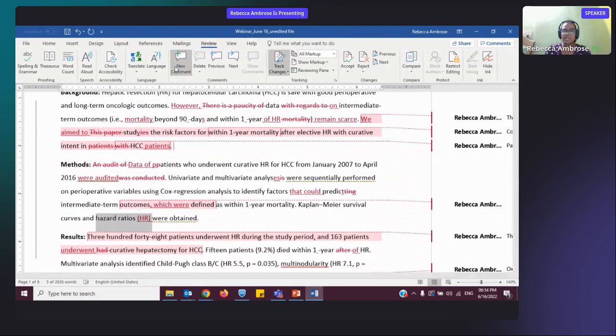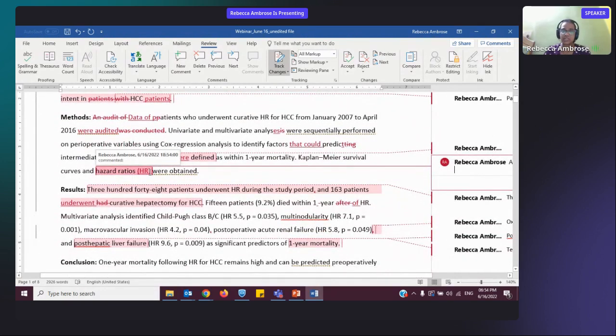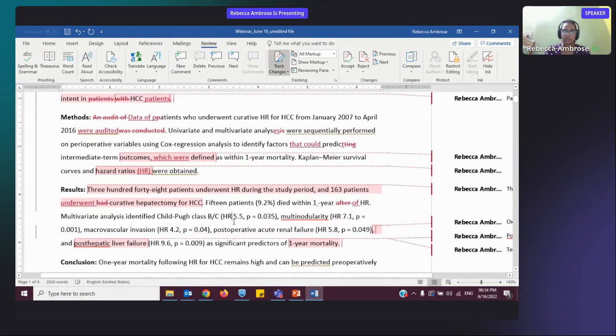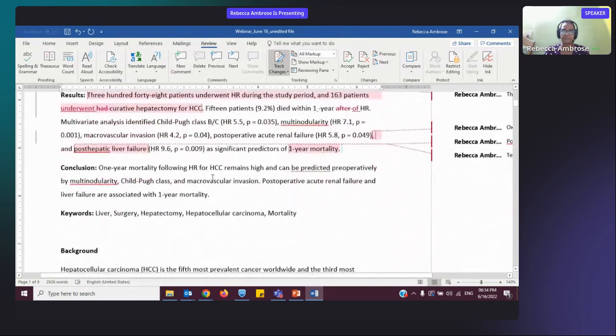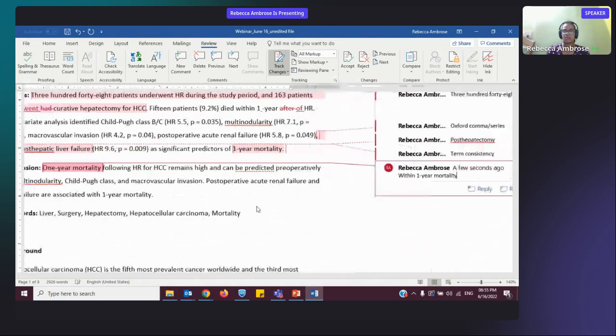So we'll definitely have to notify the author that we've defined it here because he's using this over here, but there's a duplication of the abbreviation. We'll just have to tell the author just to bring it to his attention. And then we have the conclusion which says 1 year mortality, again 1 year mortality and not within 1 year. So that's something we need to flag.